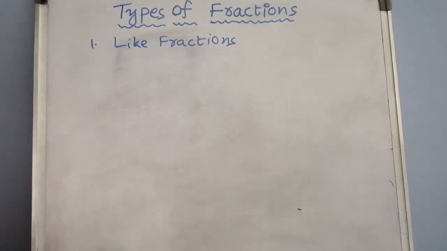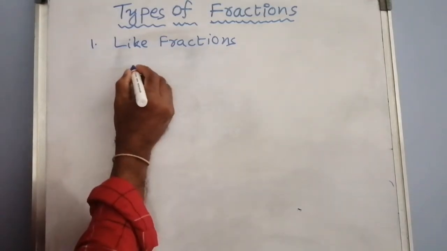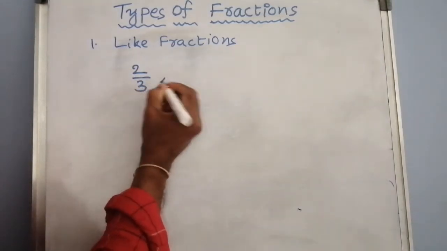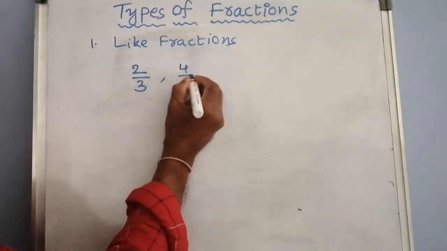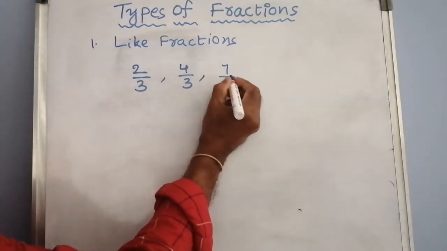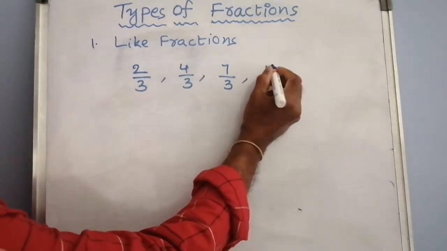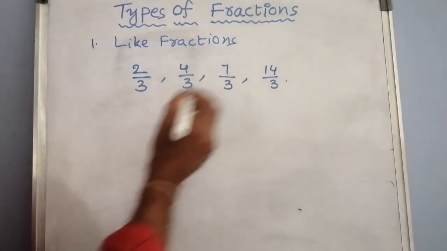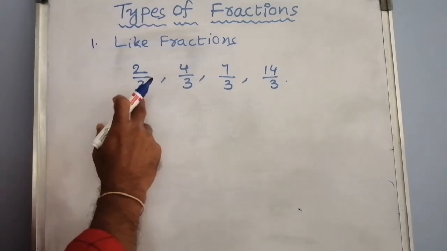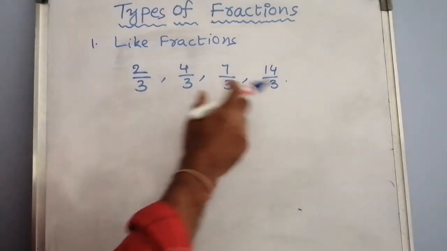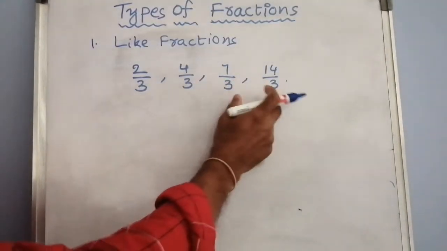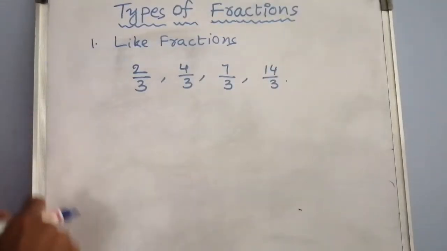The first one is like fractions. So what are like fractions? The fractions which have the same denominators are called like fractions. For example, 2 by 3, 4 by 3, 7 by 3, 14 by 3. Here we confirm that all denominators are the same. Such fractions, these four fractions, we call like fractions.